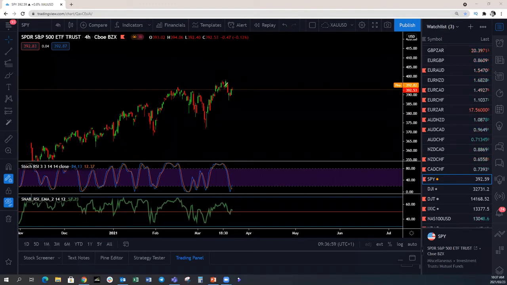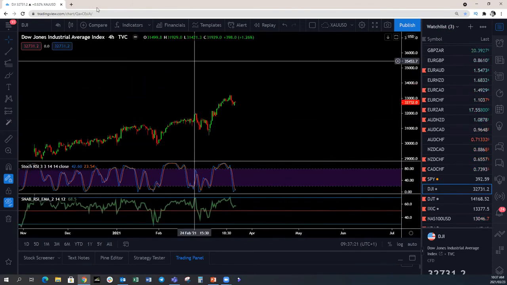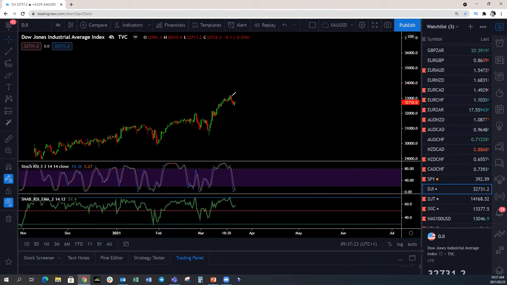As expected, this is a three-wave pullback. You want to get involved when it breaks above this here, because currently we've got a bit of a deeper pullback. We should still see continuation to the upside, or we can see this one making a double, but only trade when this is done. Dow Jones. We're going to see continuation to the upside. Nothing has changed.